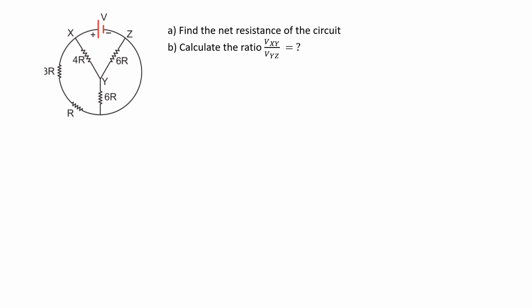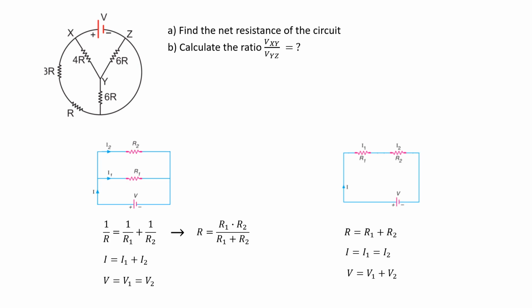Before we proceed any further, let's remind ourselves what resistors connected in parallel and in series look like in a circuit. This circuit shows R1 and R2 connected in parallel to each other. In the case of parallel resistances, the equivalent resistance is given by this formula, where the reciprocal of the equivalent resistance equals the sum of reciprocals of individual resistances, or it works out to be this for the case of two resistors.